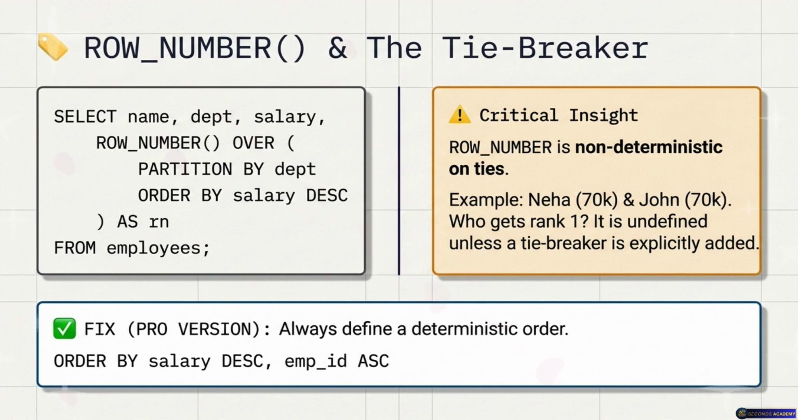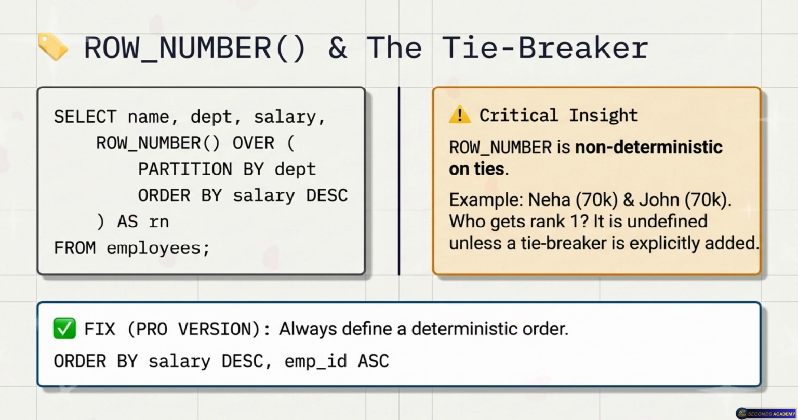Wait, I see a massive vulnerability in our sample dataset if we just run a basic ROW_NUMBER function over that partition. Oh, what are you seeing? Look at the IT department. Amit is clearly row 3 with 50K, but Neha and John both make exactly 70K. They are tied. Ah, the tie trap. Yes. If we ask the engine to assign row number 1 and row number 2, the logic is inherently ambiguous, isn't it? Who gets rank 1?